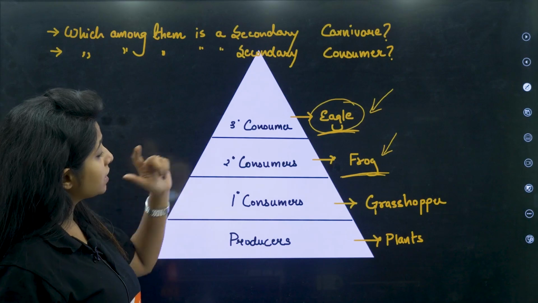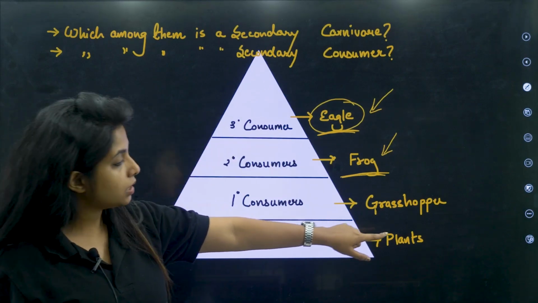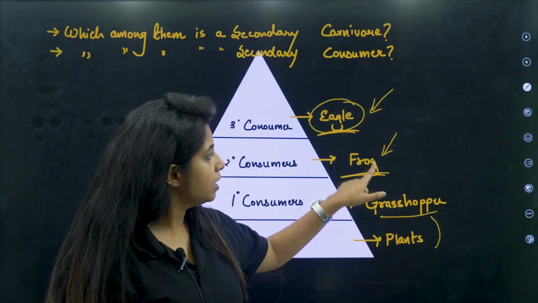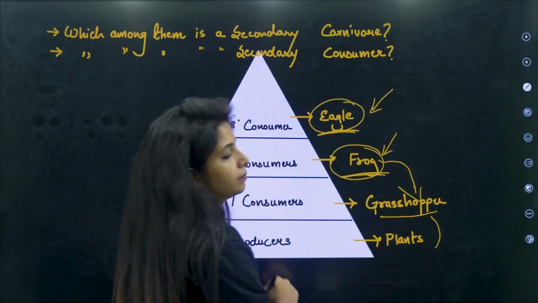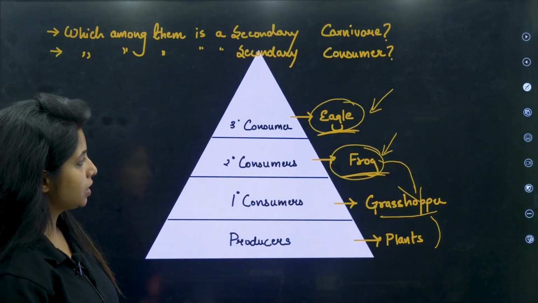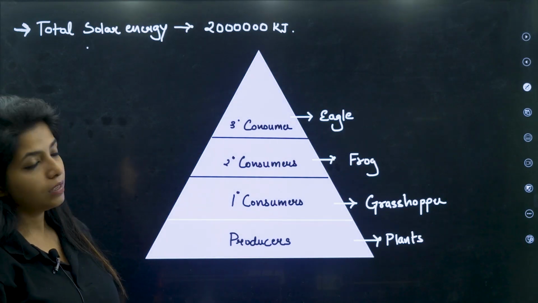Now, what is the secondary consumer over here? This is the primary consumer that is going to feed here. This is going to be the secondary consumer. Who? This particular one. Cool. So, these are the few terms that could confuse you.